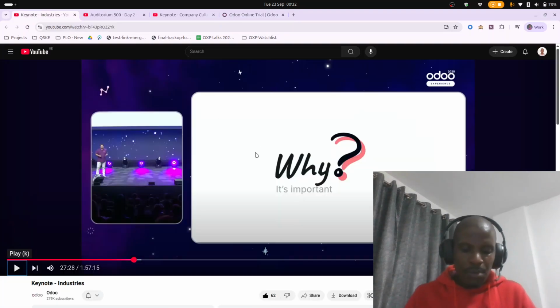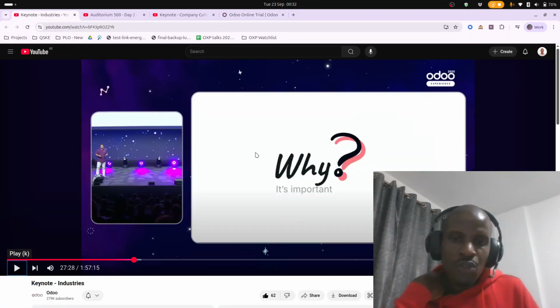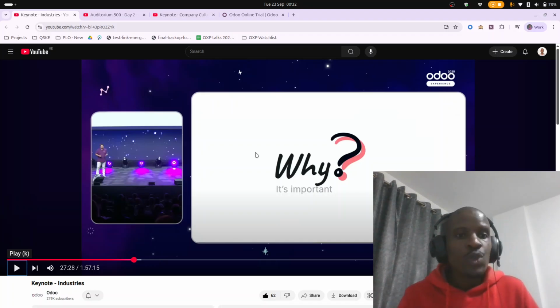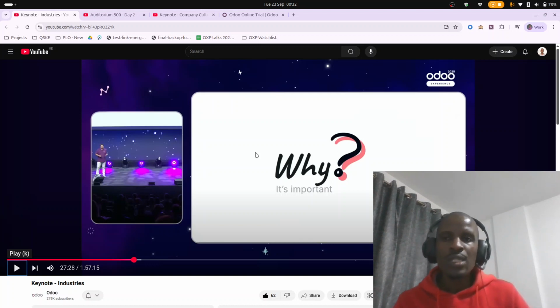So I think that's important. I think one of the things that really stood out for me is that the numbers really show what happens when you do software right. And it's the reason why I started my previous videos just jumping into Linux and open source software, to be able to understand where Odoo is coming from.